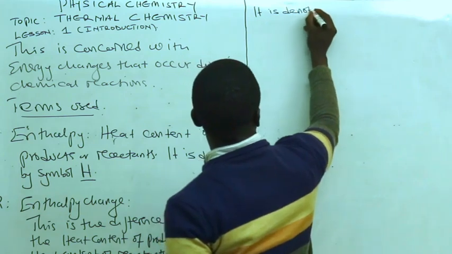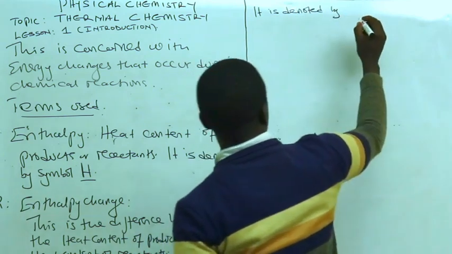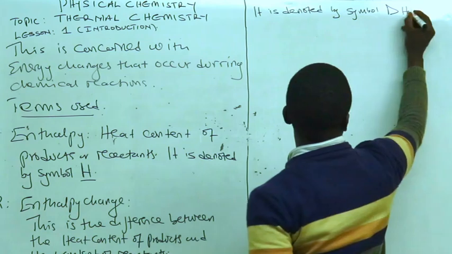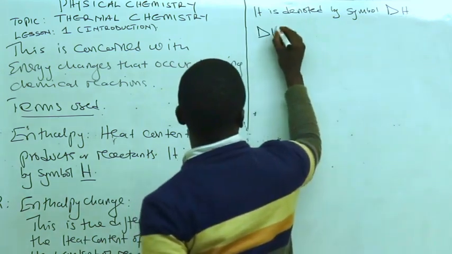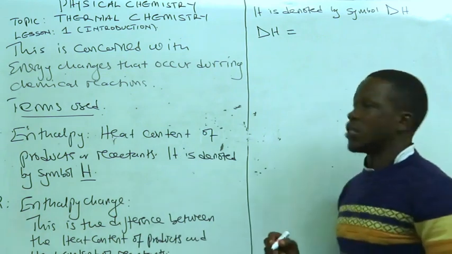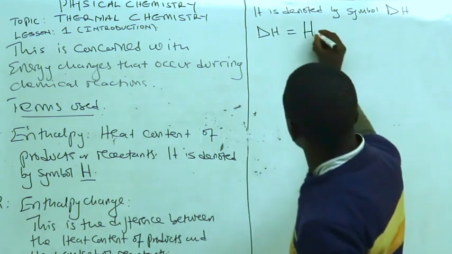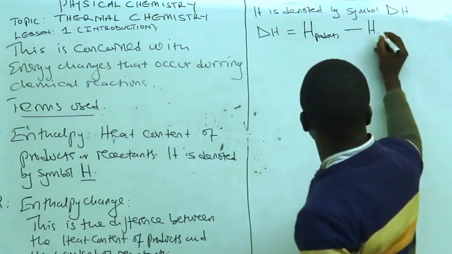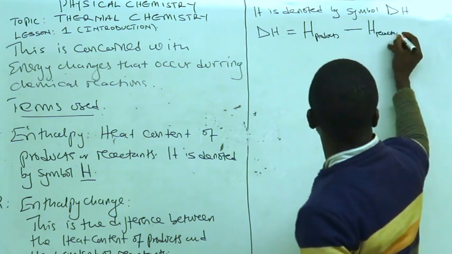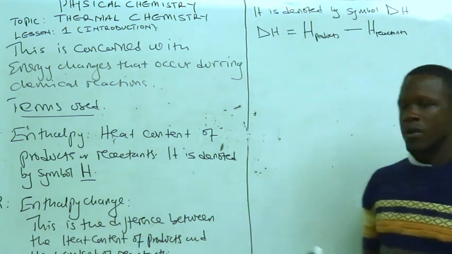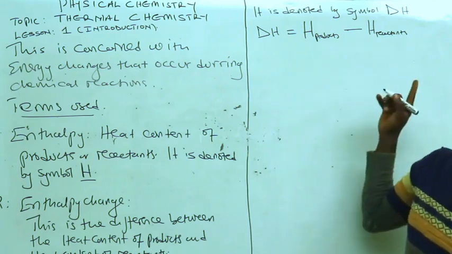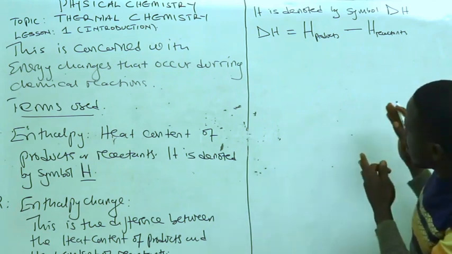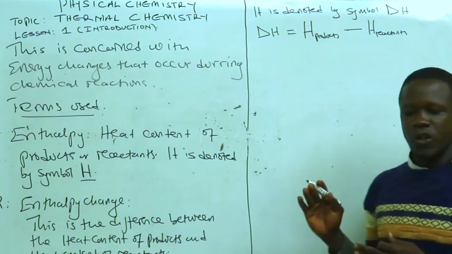and it is denoted by the symbol delta H, and we shall be saying that delta H will equal the heat content of the products subtract heat content of the reactants. Heat content of products subtract heat content of the reactants. So the difference is what we call the enthalpy change.